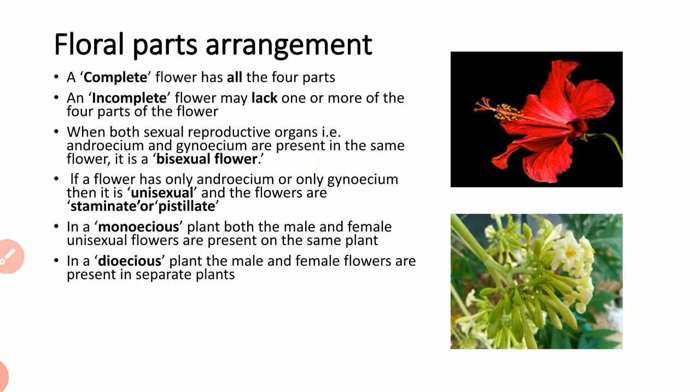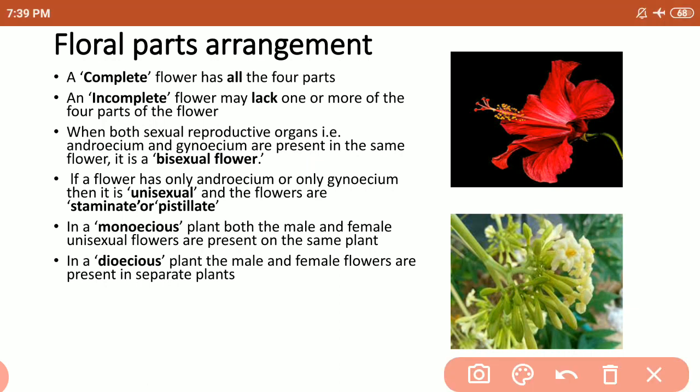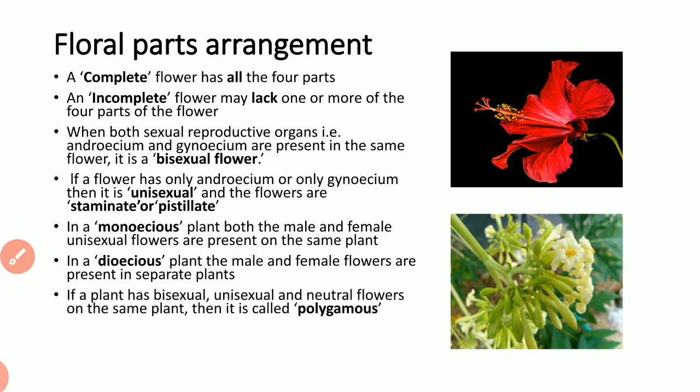Dioecious means two separate plants. In a dioecious plant, the male and the female flowers are present in separate plants. Means the male plant is separate and the female plant is separate. That is called the dioecious flower or dioecious plant.